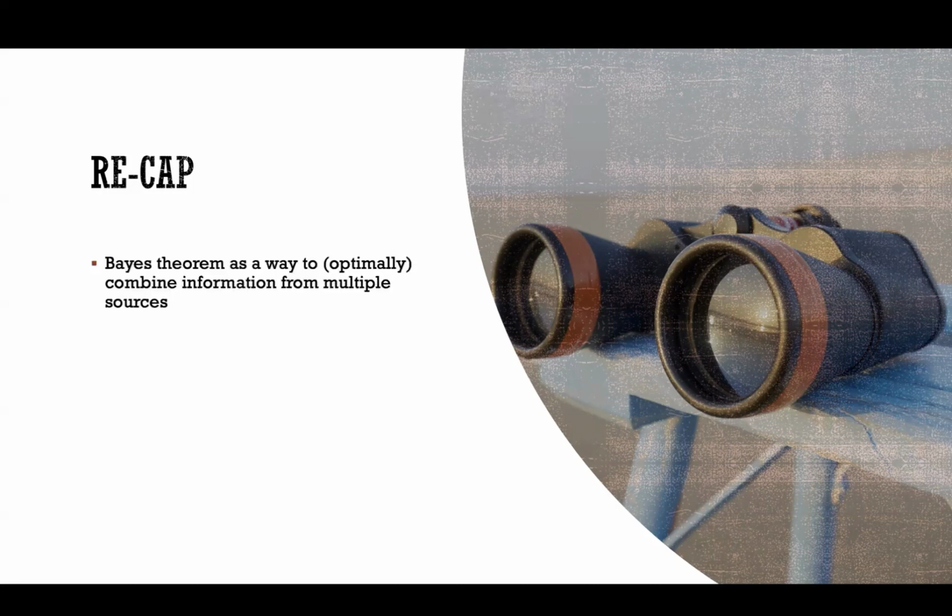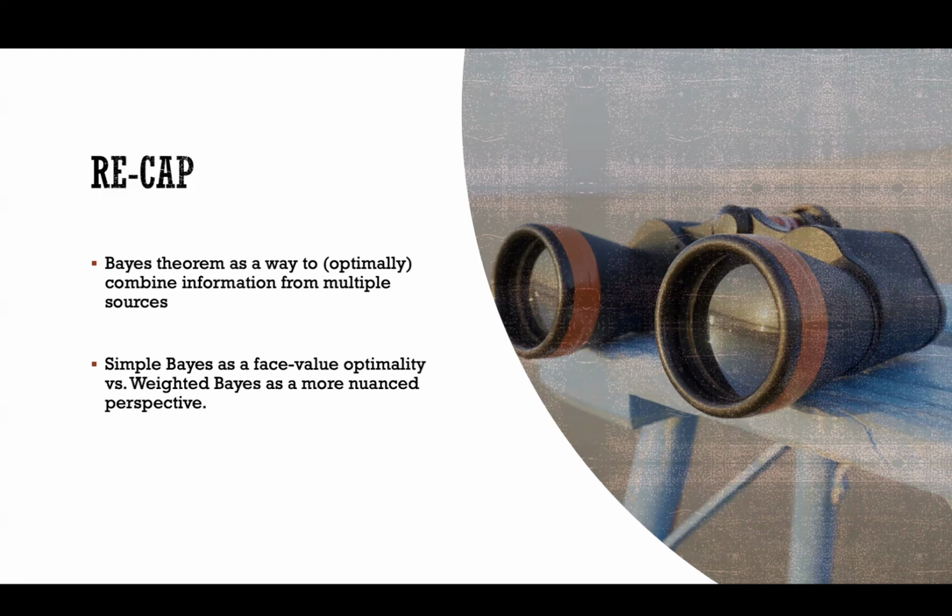So recap, Bayes' theorem is a way to optimally combine information from multiple sources. I put optimally in parentheses because I'm always skeptical of optimality things. It's taking at face value the information contained in the different sources, which we know in real contexts might not be optimal, right? If somebody is trying to cheat us, or if somebody is terrible at estimating rates from sampling from an urn, we might want to downweight that information. Simple Bayes is a face value optimality versus weighted Bayes as a more nuanced perspective.